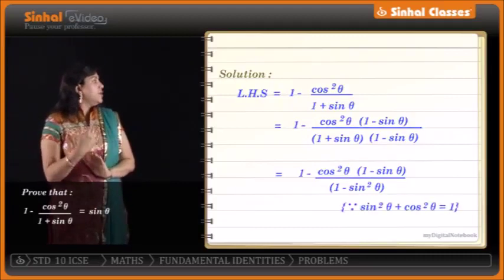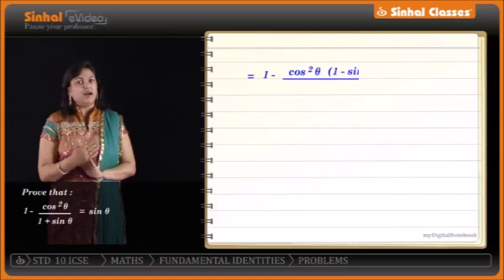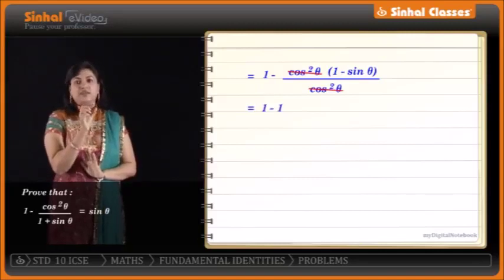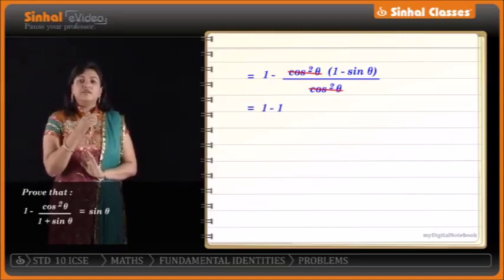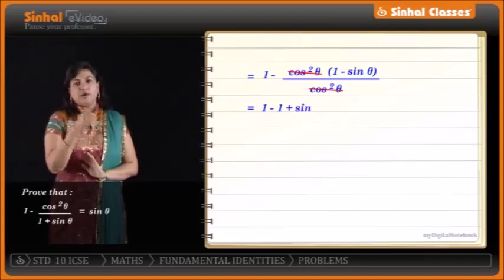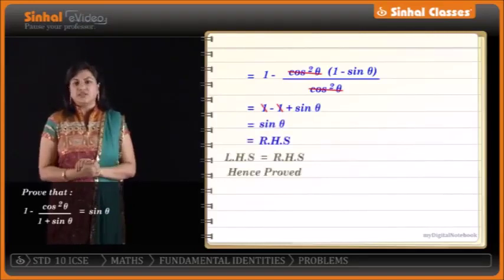So we have 1 minus cos square theta into 1 minus sin theta upon cos square theta. Now cos square theta cancels. We have 1 minus 1. Now we open up the brackets. Before that we have a minus sign, so the sign within the brackets will change. We have 1 minus 1 plus sin theta. 1 and minus 1 cancel. We are left with sin theta, which is our RHS. So LHS equals RHS proved.